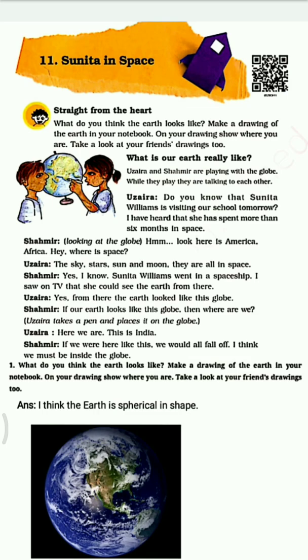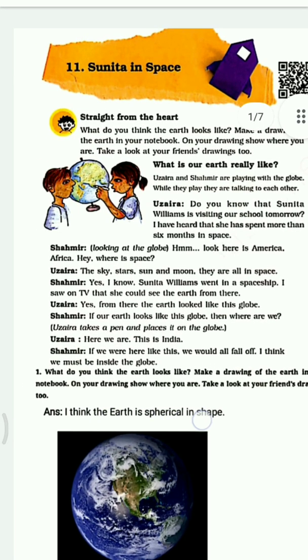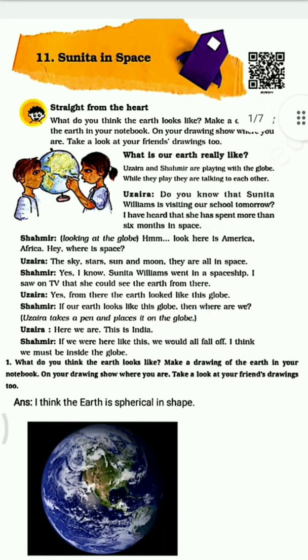Now what is space? As you all see, the sky, stars, sun, moon, etc., they are all in space. So, straight from the heart, what do you think the earth looks like? Many of your answers will be round. Now, you can see the answer given below, that is, the earth is spherical in shape. Now, what is our Earth really like?